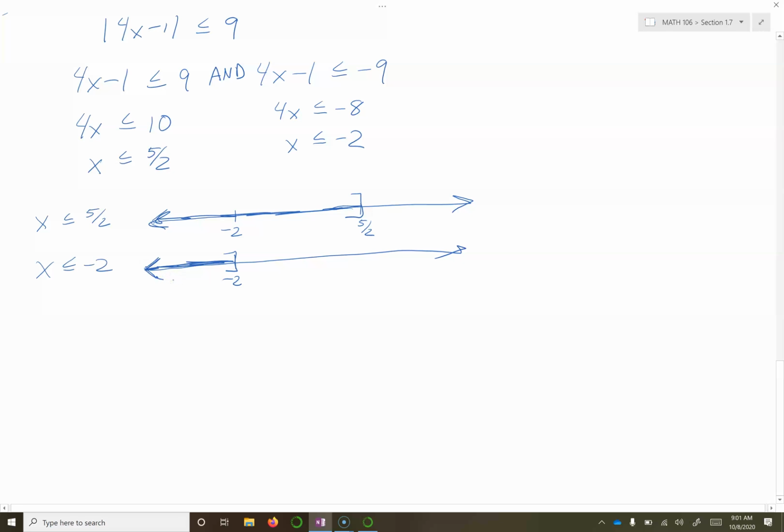If you remember, we're worried about the intersection. So the intersection is here to the left, right? That's it. Again, you're trying to find where they coincide, where they overlap. So with that being said, my final solution, and I wouldn't even have to graph it on the line, is negative infinity to negative 1/2, and I have to have the bracket because I'm working with less than or equal to's. Okay.